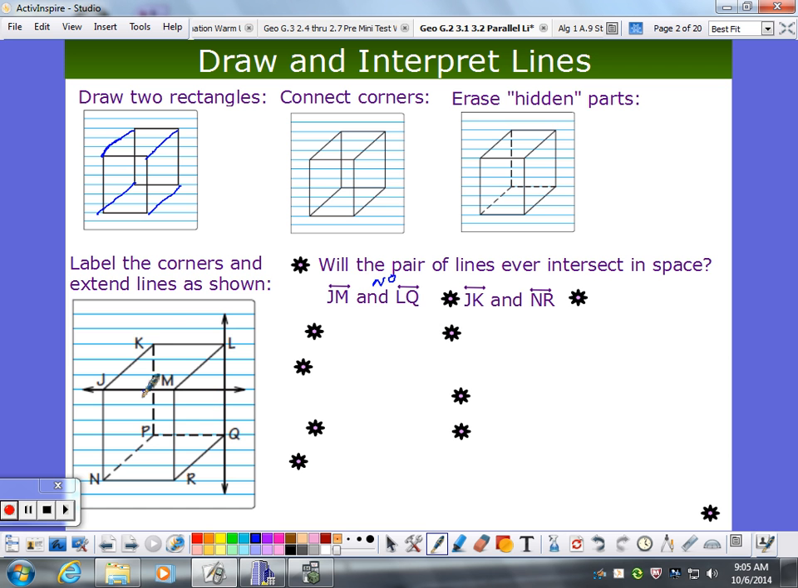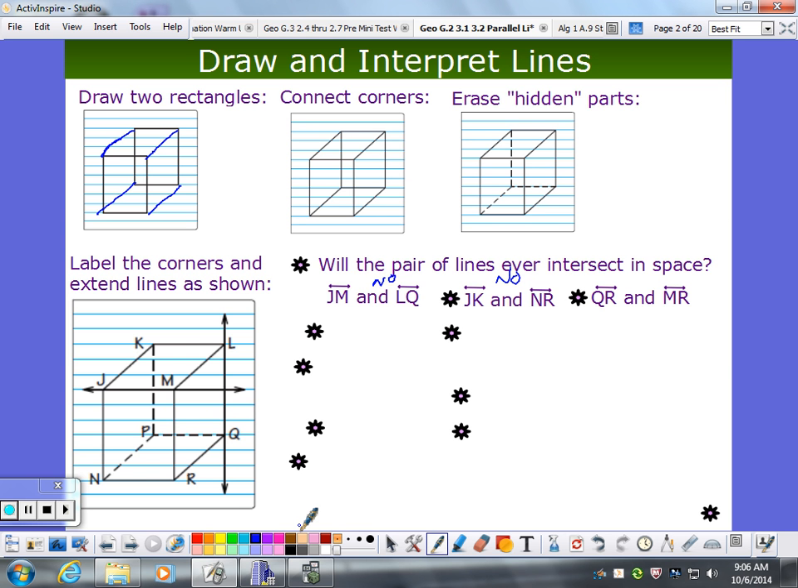How about JK and NR? Now think about that. If you were to extend them, are they ever going to hit each other, ever? So again, this is very abstract thinking. So, Keely, what would you say? No. You kind of have to extend that in space there.